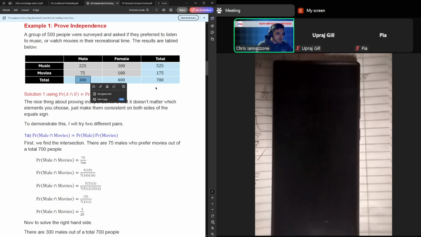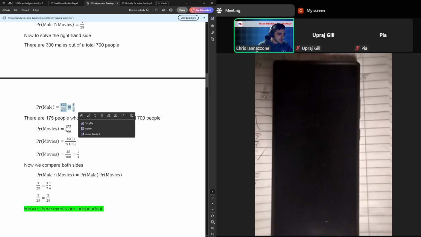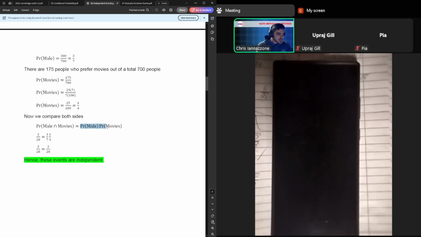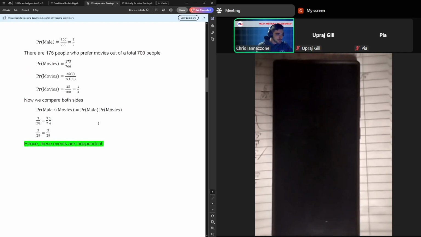Male is a total of 300 out of 700 people. Movies, we've got 175 out of a total of 700, and so that's where these two probabilities come from. All we're going to do is see, does the product of those two things equal our intersection? Sure enough, they do, hence independent.